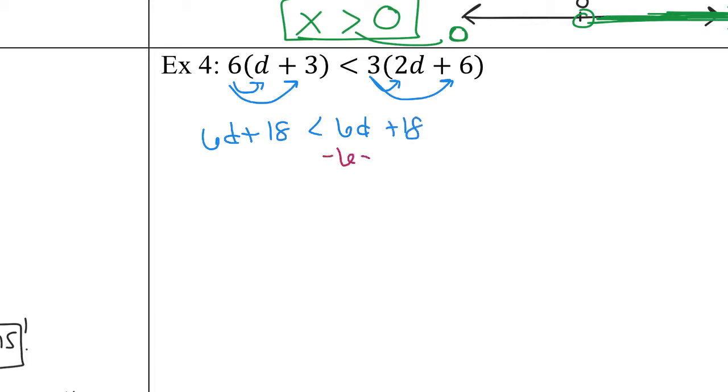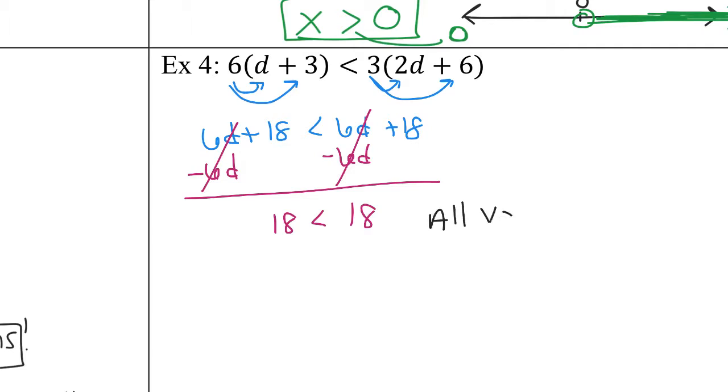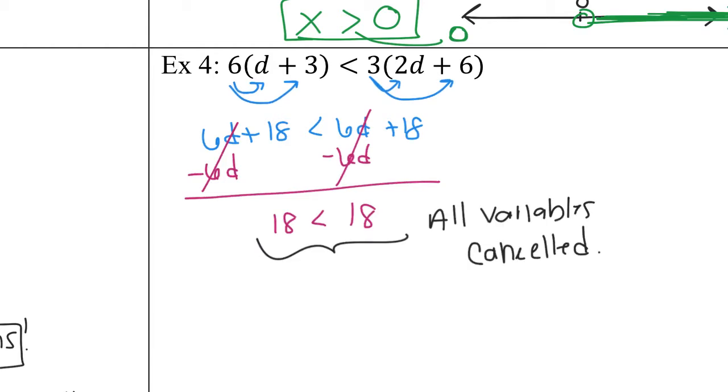I'm going to subtract 6d from both sides to get my variables together. So if I notice on the left, again, this makes 0 and it does on the right. So what I'm left with on this one is 18 less than 18. So again, all variables canceled. So we need to, one more time, look at what is left and decide if it's true or false.